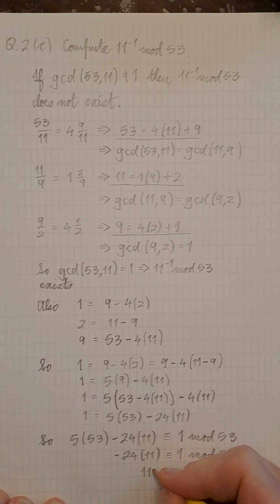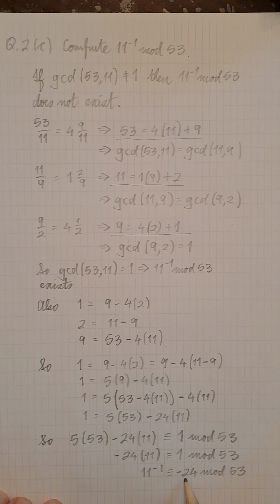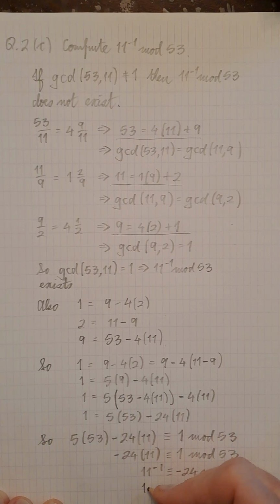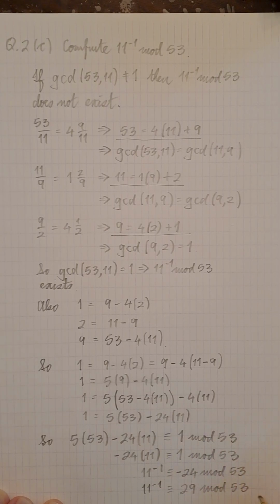This means that the inverse of 11 is congruent to minus 24 mod 53, because that's exactly what the inverse of 11 is, the number which multiplies 11 to be congruent to 1 in modulo 53 arithmetic. If I add 53 to minus 24, I get that the inverse of 11 is congruent to 29 mod 53, and that is the answer.